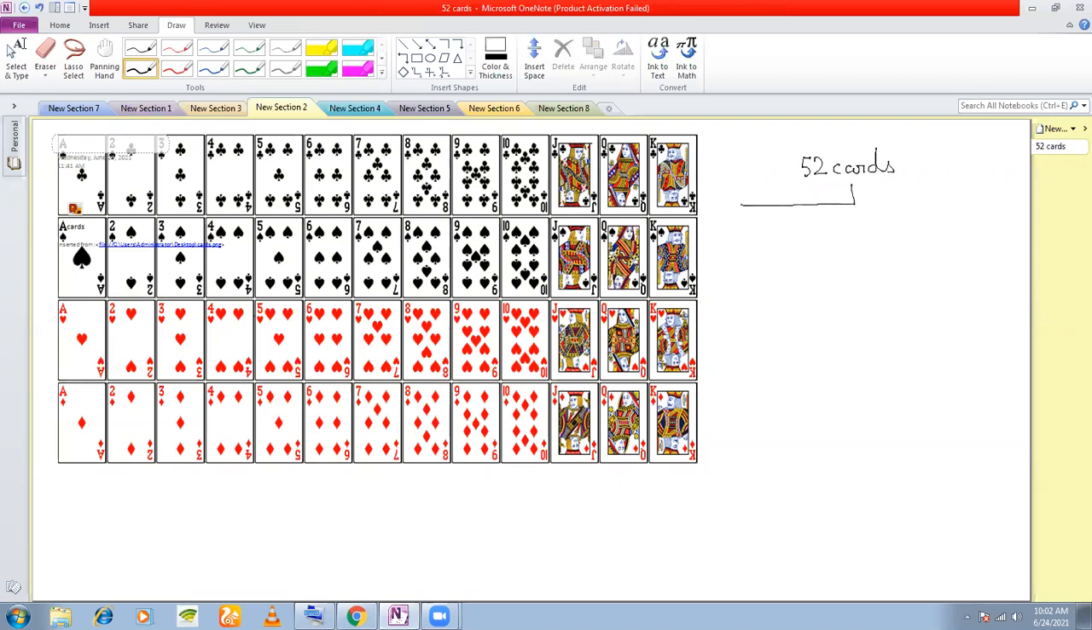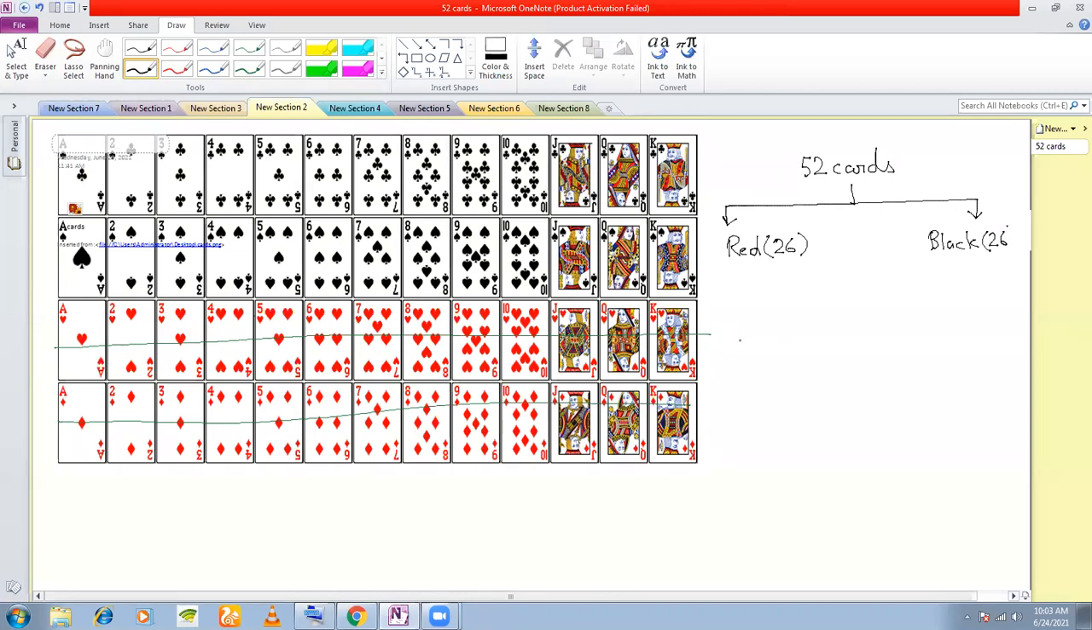Out of these 52 cards, if you see, there are red cards and black cards. How many red? If you see red here, from A till this part, you have 13 cards, and also you have this one, all these are red. That means there are 26 red cards. And similarly, there are 26 black cards, right?